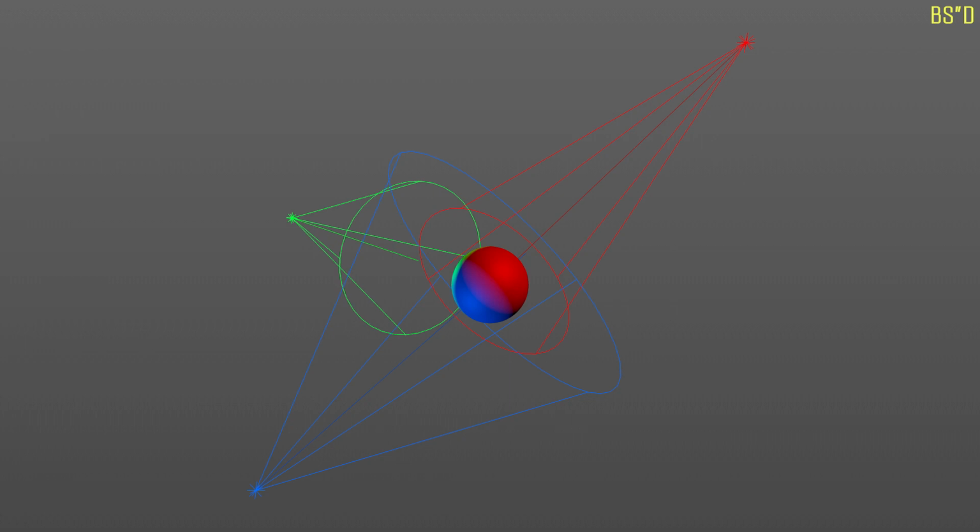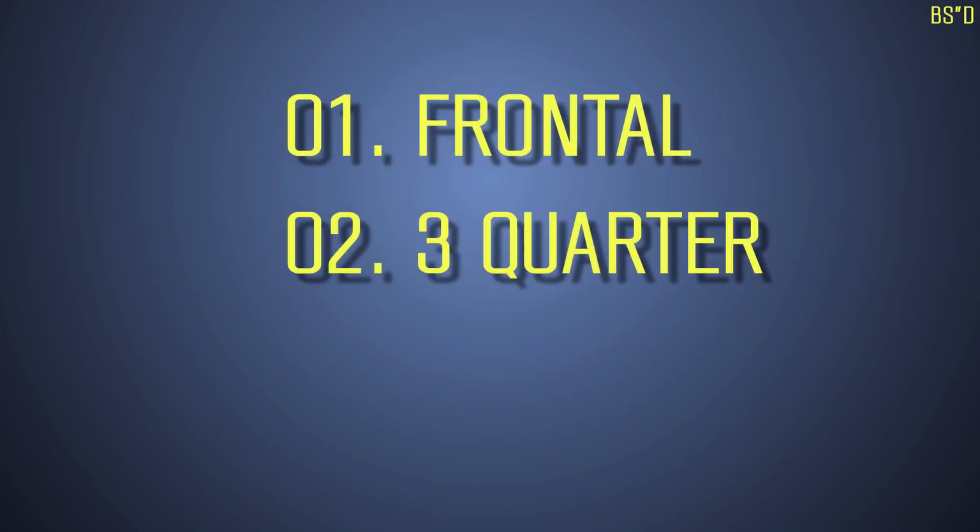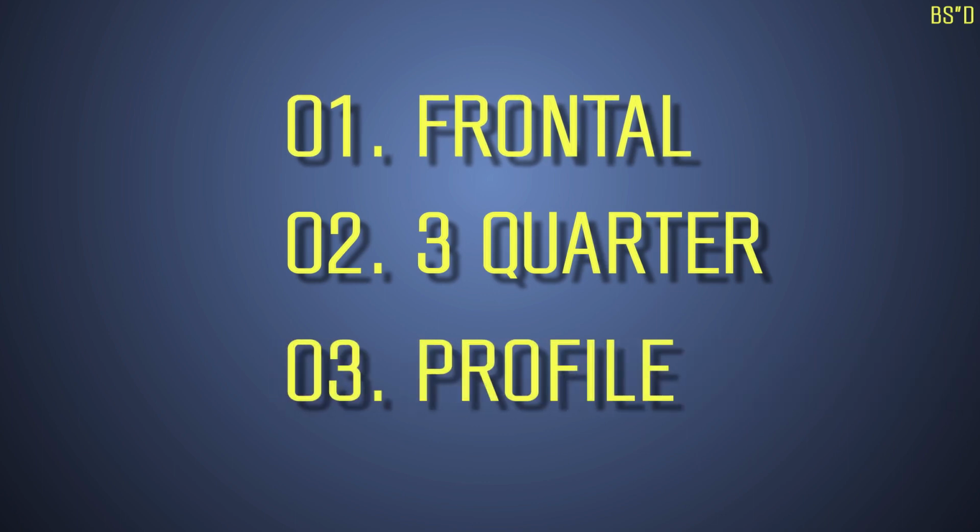Let's move on to some practical examples of three-point lighting in action. But before we do, there is one more thing that I want to address, and that is camera setup. The camera can be angled in many different ways, but for simplicity and time's sake, let's break it down to three basic shots. We have the frontal view, the three-quarter view, and the profile view.